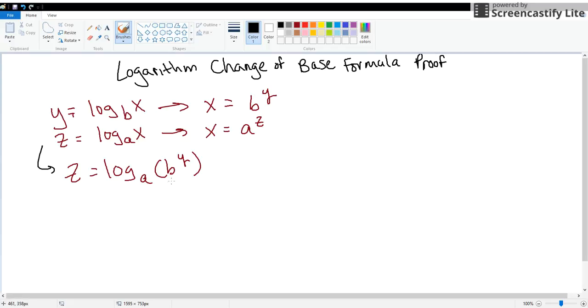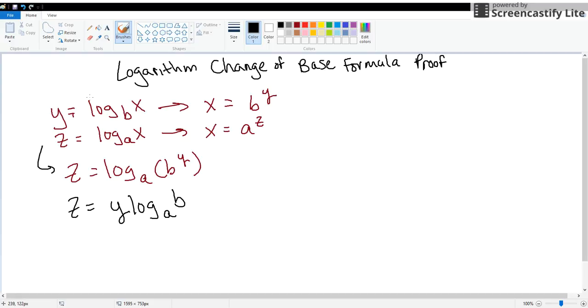Okay, so now let's use another property of logarithms that we know. Log base a of b to the y, so a log base something of a variable to a power, is equal to the power times the logarithm of the variable. So we could rewrite this as z is equal to y times log base a of b.